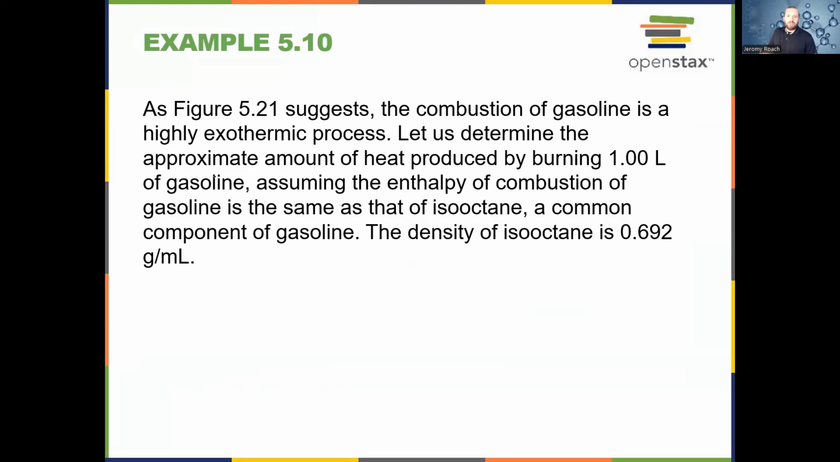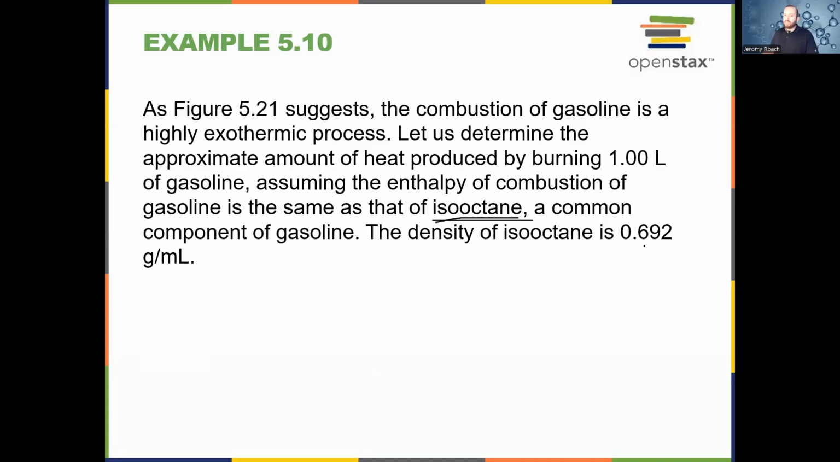From this figure with the explosion and the fire trucks, it suggests that the combustion of gasoline is a very exothermic process. We want to find the approximate amount of heat that's produced by burning 1 liter of gasoline, assuming that the enthalpy of combustion of gasoline is the same as that of isooctane, a common component of gasoline. So we're going to use isooctane as our reference point because it's not going to tell us gasoline in the back of our book. We have to look up isooctane.